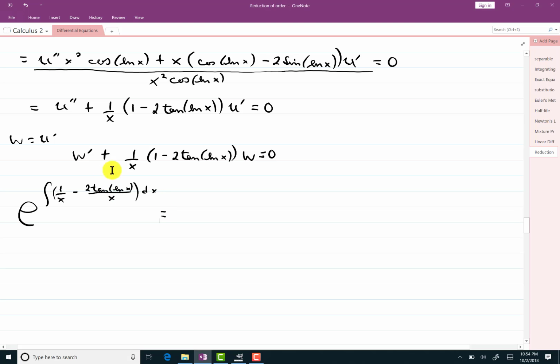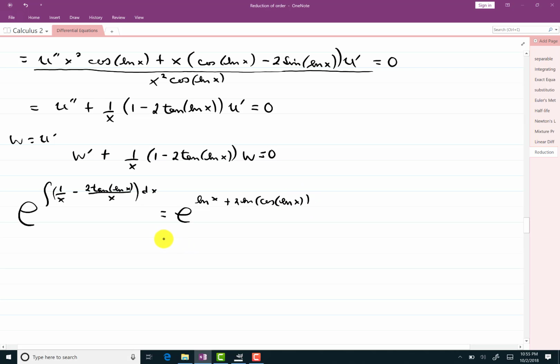Of course, the 1 over x is easy. I'll get e to the ln of x. The second part, I'll have to step it through, but I don't want to do a lot of details on it. If you allow, say, a letter v to equal ln of x, then dv will be 1 over x. So this is like negative 2 tangent of v. Antiderivative of tangent is negative natural log of cosine. So this is 2 ln of cosine of ln of x.